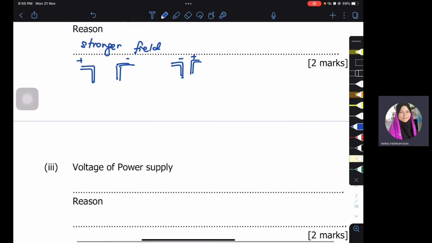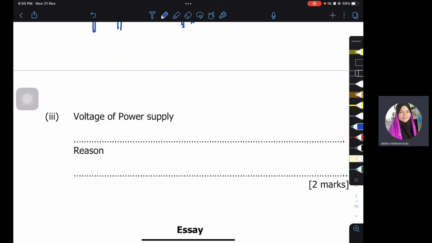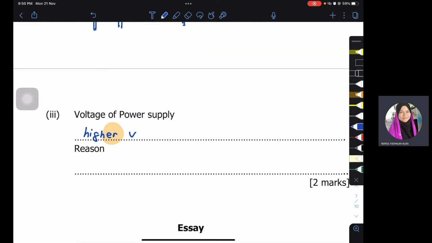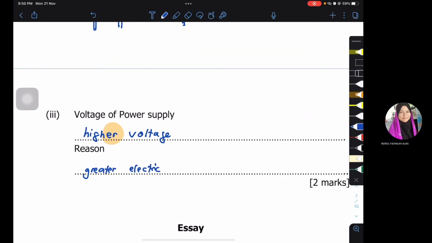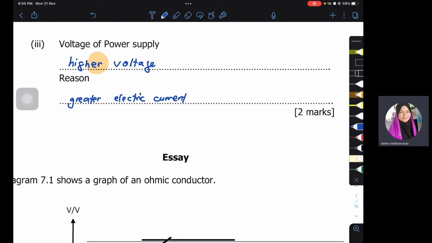2 markah. What about voltage or power supply? Of course, kita nak higher. Kena cakap higher. Ni menunjukkan bertambah. Higher voltage. If high je tak cukup lah, sebab dia dah memang high dah. Ataupun dia kata guna extra high tension. Okay. Kenapa? When higher voltage, kita akan dapat greater electric current. Okay.